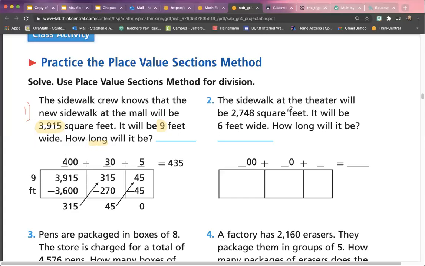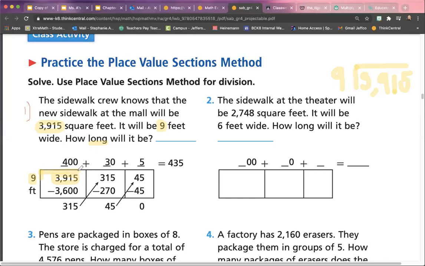My problem, if I was to set this up as long division, I'll write it up here for you guys. It'd be 3,915 divided by 9. That's what this would look like as long division. And then if we were to pull this apart and do it in the place value sections method, you'll see your 3,915 starts in your hundreds box, right? And then there's your 9. So again, we're kind of seeing this long division idea come about, right? Do you guys kind of see how it's set up similar?